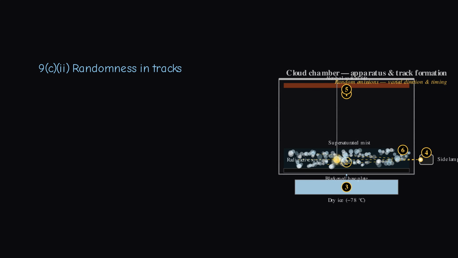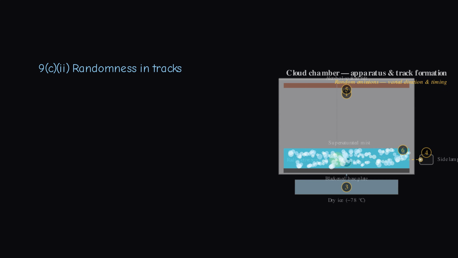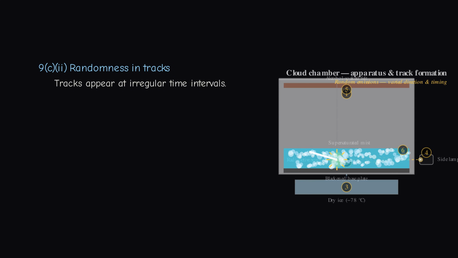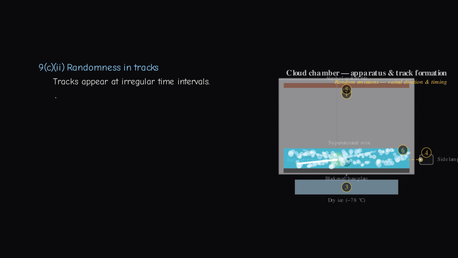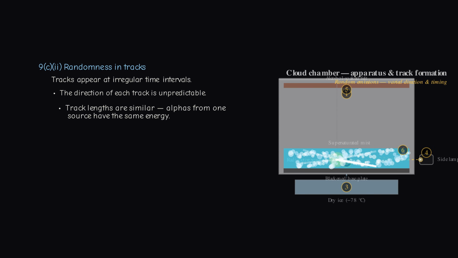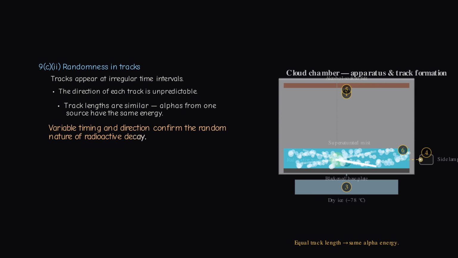Many alpha particles are emitted at random angles and times. Tracks appear at irregular time intervals. The direction of each track is unpredictable. Track lengths are similar because alphas from one source have the same energy. Variable timing and direction confirm the random nature of radioactive decay.